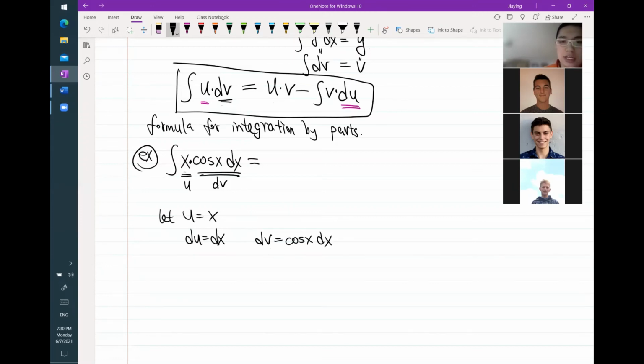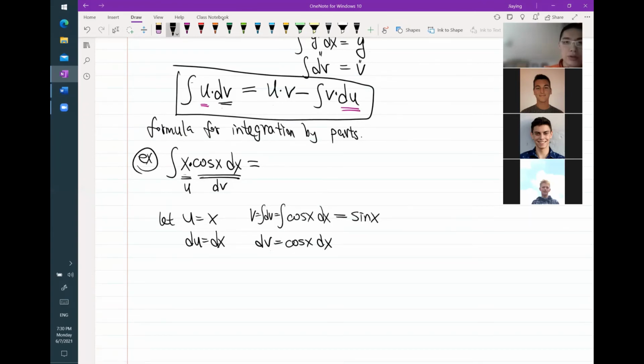And the dv is equal to cosine x dx, so that means I can integrate. So v equals integral of cosine x dx. That's equal to sine x. So v is the integral of dv. Right, so maybe I should write down v equals integral dv, which is integral of cosine x dx, which is sine x.